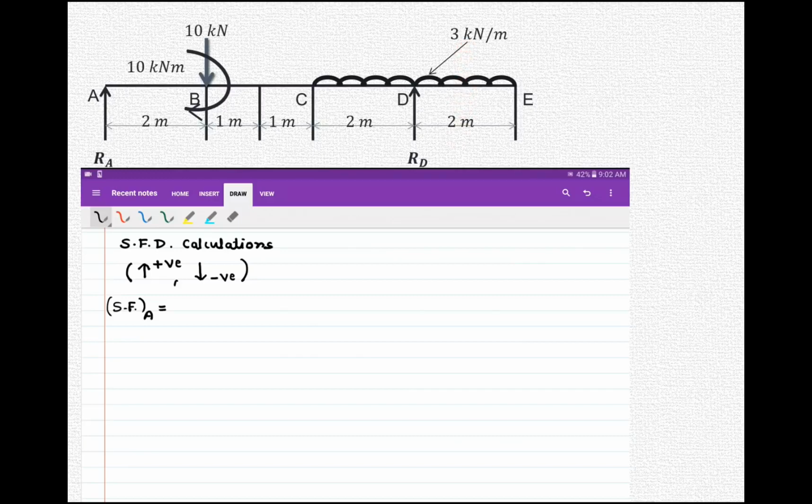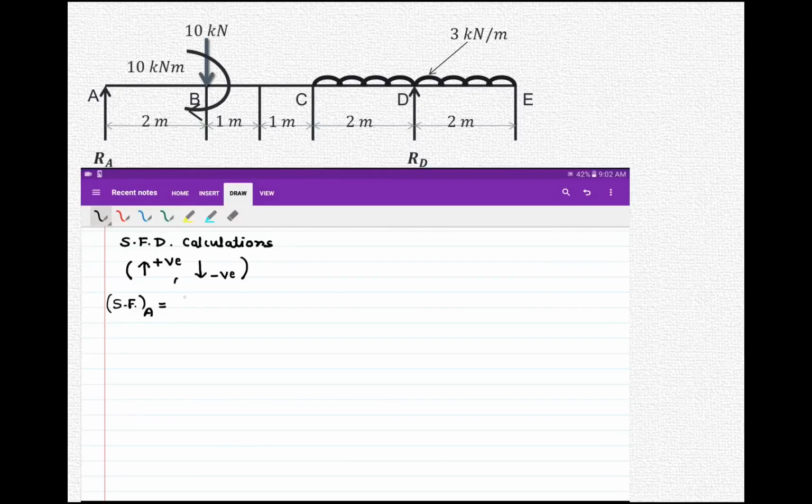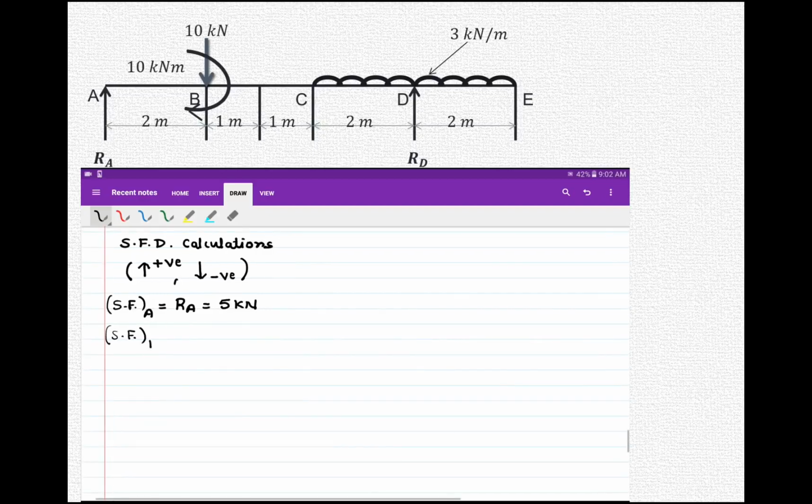So let us start with our shear force diagram calculations. So shear force at A will be equal to RA, that is nothing but 5 kilonewton. Shear force at B left will be same as that of shear force at A, because no other force that acts between A and B.